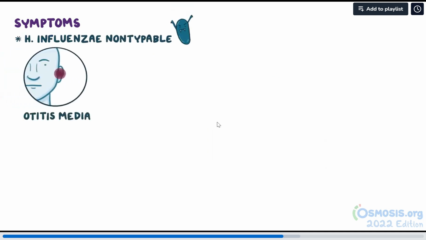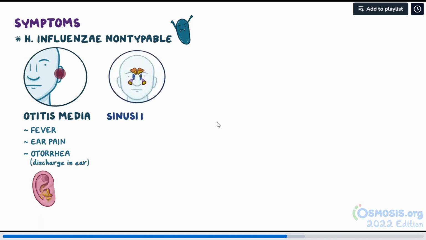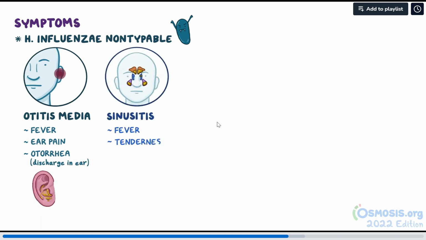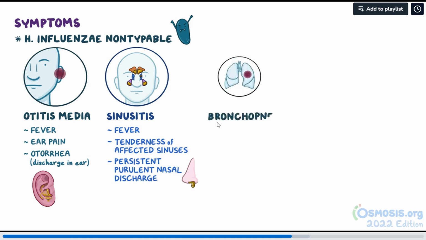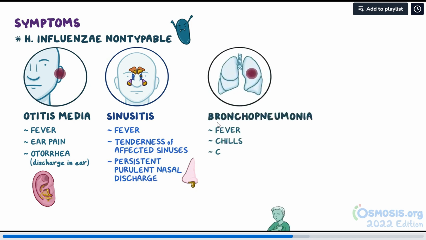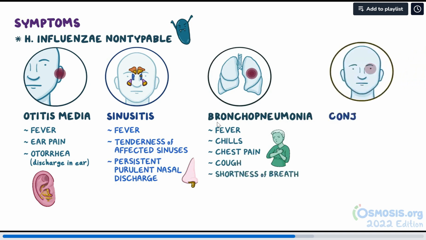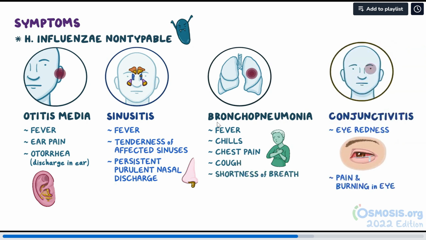Otitis media associates with fever, ear pain, and otorrhea, which is when there's discharge coming out of the ear. With sinusitis, there's fever, tenderness in the area of the affected sinus, and persistent purulent nasal discharge. With bronchopneumonia, there's fever, chills, chest pain, cough, and shortness of breath. And finally, with conjunctivitis, there's eye redness, pain, and burning in the eye.